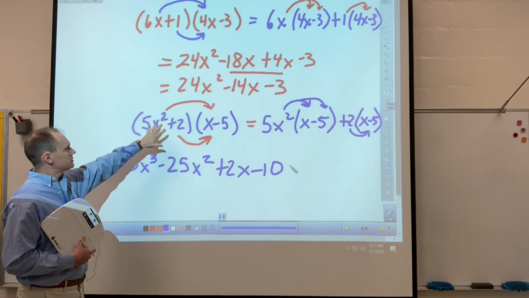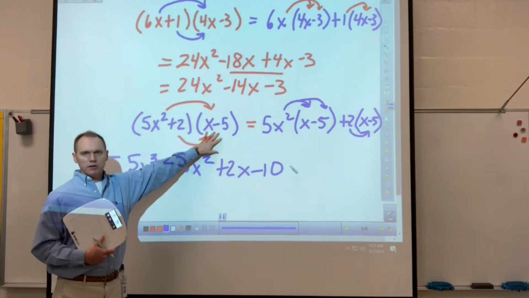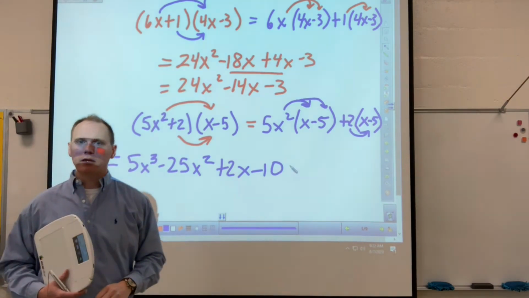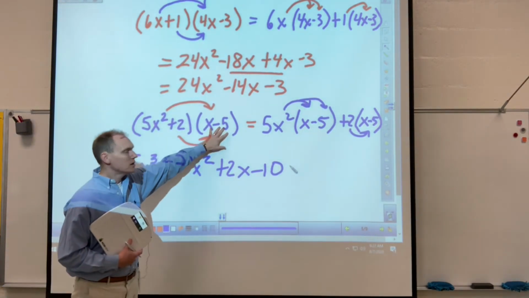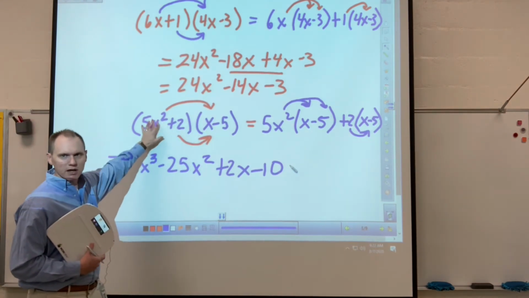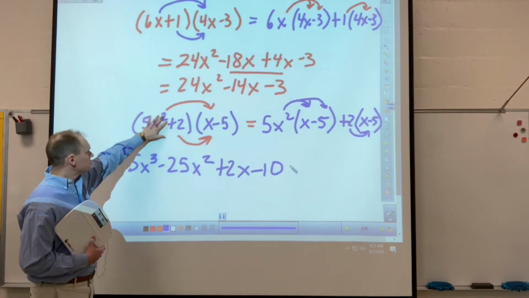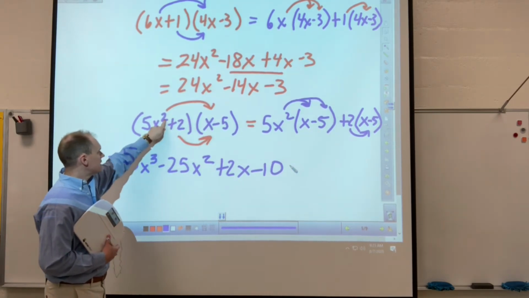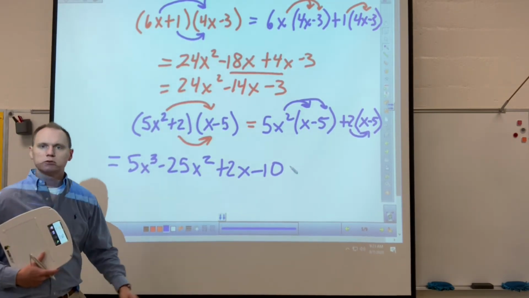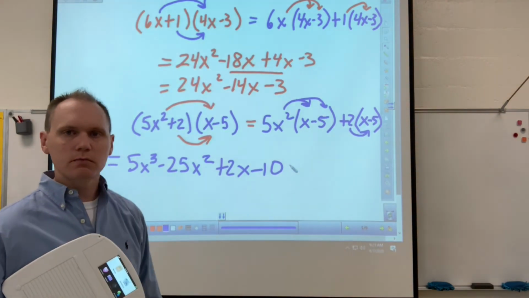So what that means is a quadratic times a linear equals a cubic, and that will always be the case. In fact, anytime you multiply by a linear, it's going to increase the resulting exponent by 1. So this was a quadratic times a linear, which increases that exponent by 1, and we end up with a cubic. So that's kind of a general way of thinking about it. All right.